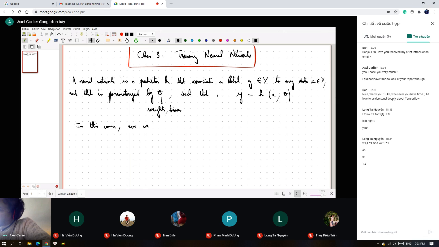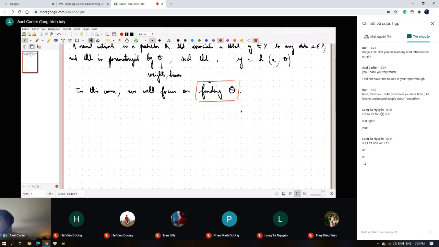Okay, now in this course, we will focus on finding theta. How do you get this optimal theta such that you really get a predictor that is good at doing what you want, at associating your data to a label? And to start, I'm going to speak about an optimization technique that is called gradient descent.